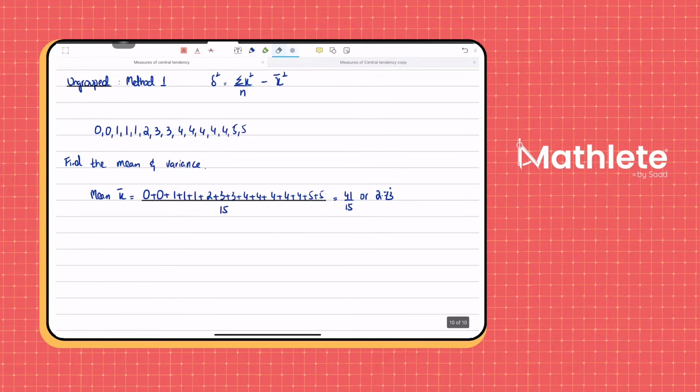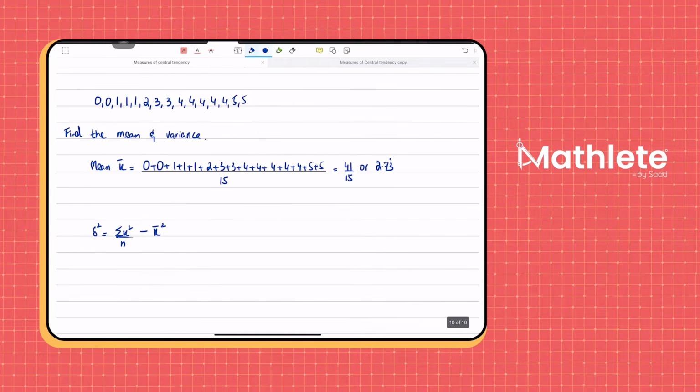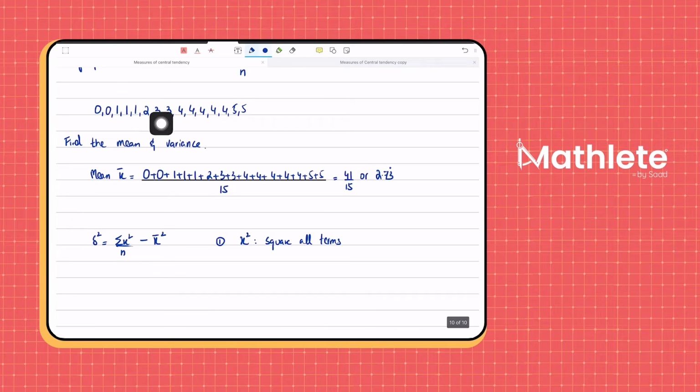Now, if I want to calculate the variance, here's what we're going to do. I want you to understand this formula. Don't just memorize it. I want you to see how this formula works. The first thing we're going to do is x squared. That means we are going to square all terms. So this is the first step: square all the terms, that means 0 squared, 1 squared, 2 squared, all of that. The second step is summation x squared, which means we sum all the terms.